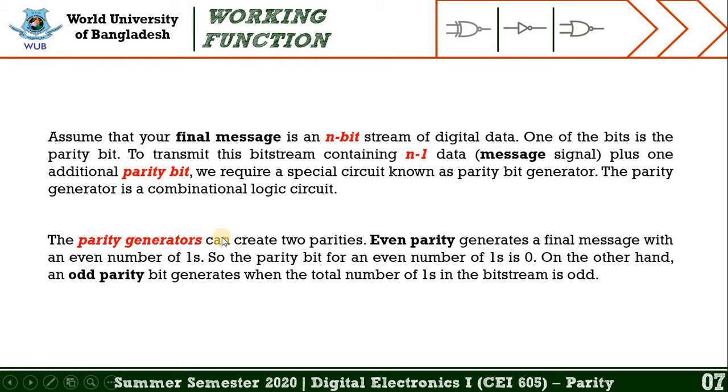The parity generator can create two parities. One is even parity, which generates a final message with an even number of ones. So the parity bit for an even number of ones is 0. On the other hand, the other is odd parity, which is generated when the total number of ones in the bit stream is odd.